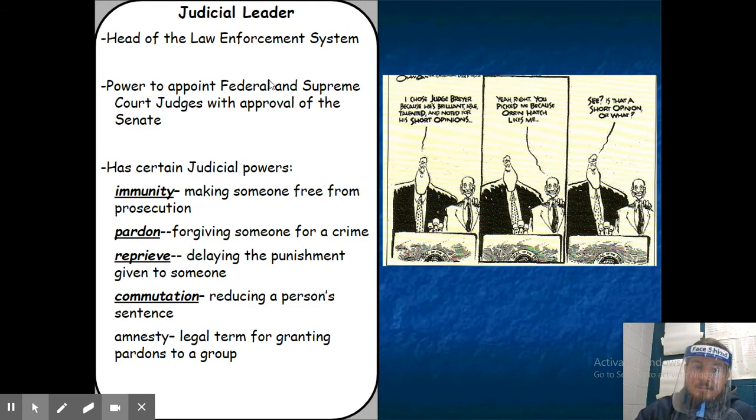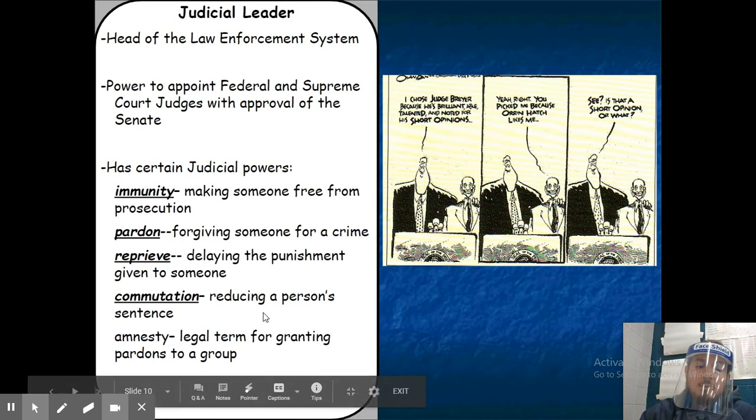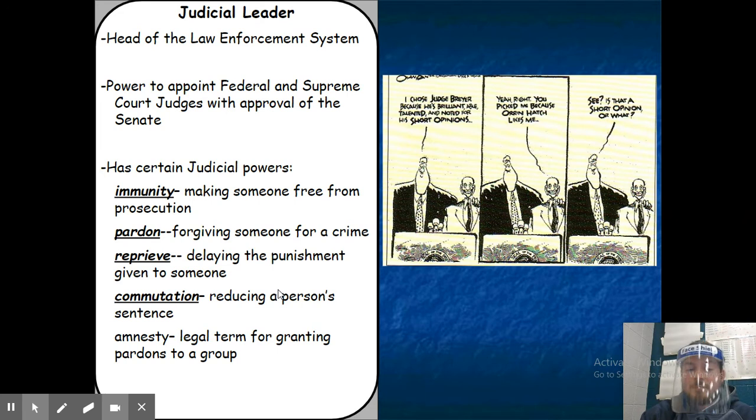He's also a judicial leader. He's the head of the law enforcement system. So he has the power to appoint federal and Supreme Court judges with the approval of the Senate. He has certain judicial powers, such as immunity, making someone free from prosecution. He has the power to give that out. He has the power of a pardon, forgiving someone for a crime. He has the power of reprieve, which is delaying the punishment given to someone. He also has the power of commutation, which is reducing a person's sentence. So if someone were sentenced to 20 years, he could commute it to 10.